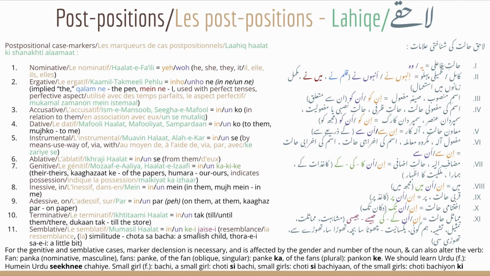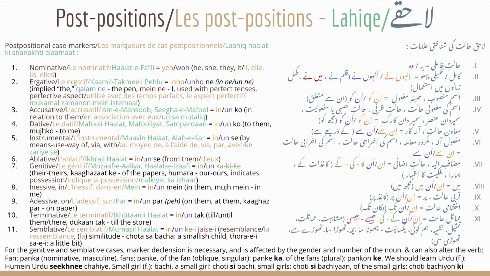Then the accusative, which is isme mansub or siga maf'ul. That's inko or unko, and it's like in relation to them, unse mutalik. And then the dative is maf'uli haalat or haalat-e-maf'ul, like haalat-e-maf'uliyat or sampardan, and that is also inko or unko, and it's like directional, like to them.